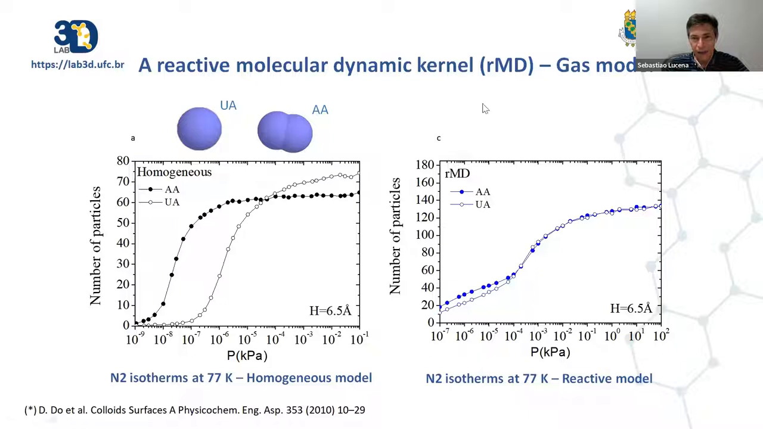But here is something interesting. In the picture on the right, we test the same pores with the reactive model and the filling pressure difference vanishes. We conclude that the filling pressure difference found by Didou is caused almost exclusively by the homogeneous surface model. When you change to a heterogeneous model, you don't have any difference, or only small differences.